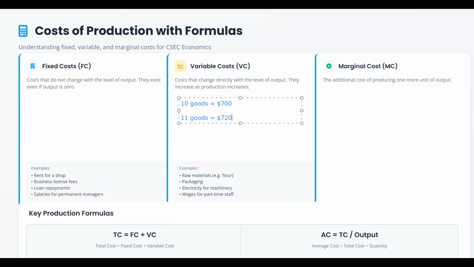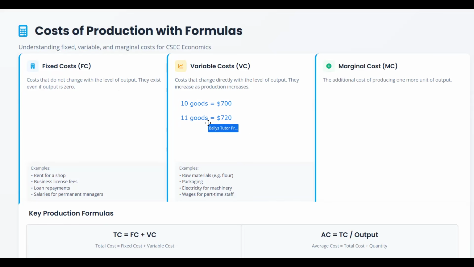$20. Because it cost me 700 to produce 10, and to go from 10 to 11, it costs $720 in all, which is $20 more. The additional cost to produce that one additional unit is what my marginal cost is. You understand?